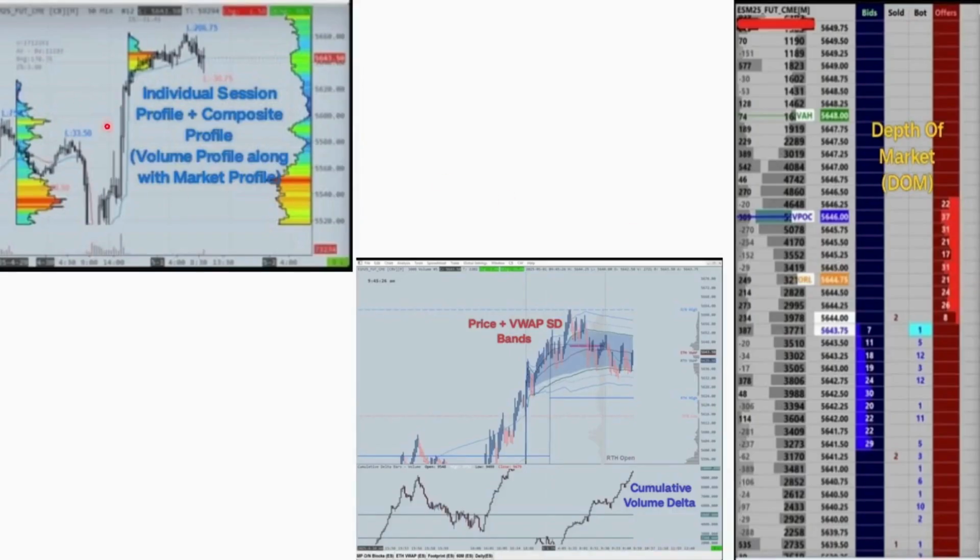Finally, when we look at individual session profiles and composite profiles along with the price with standard deviation bands and VWAP combined with cumulative delta, we see that even without level 2 and level 3 data, we can still have a significant edge. This holistic approach helps us understand market dynamics more thoroughly and provides a robust framework for making informed trading decisions.